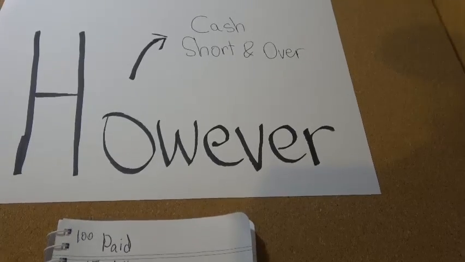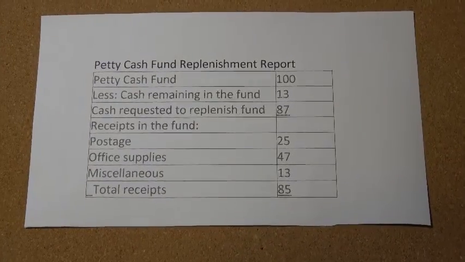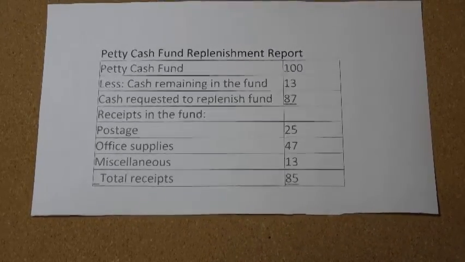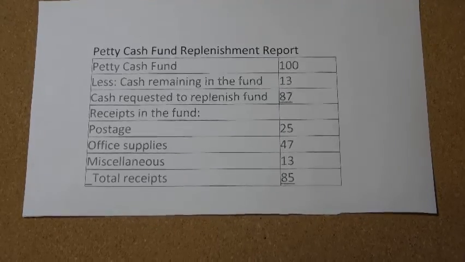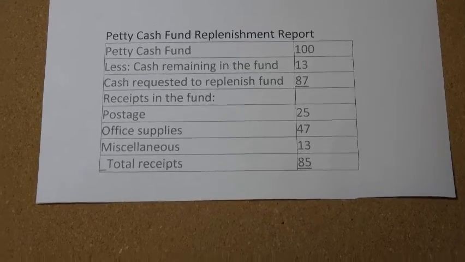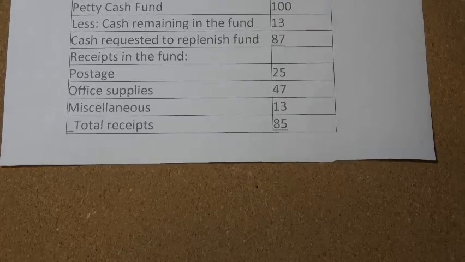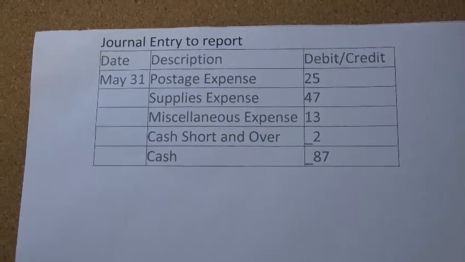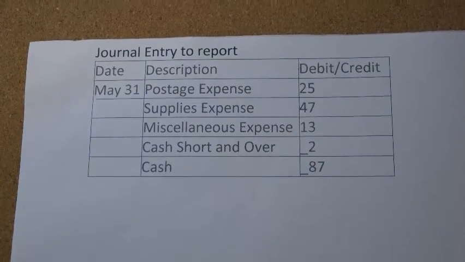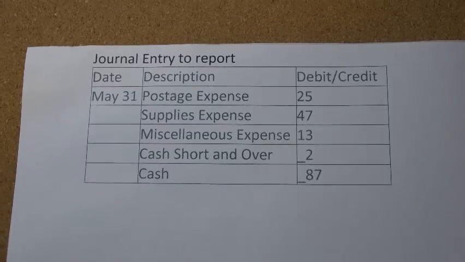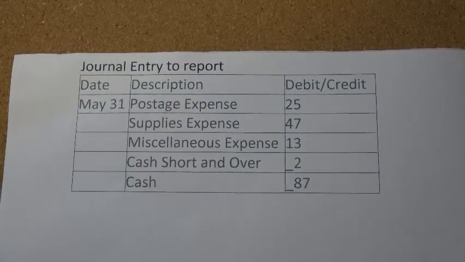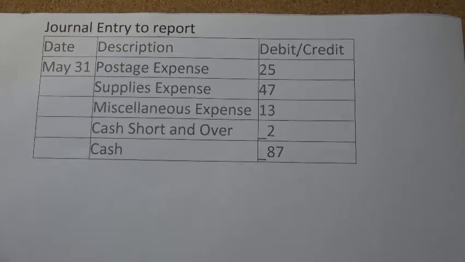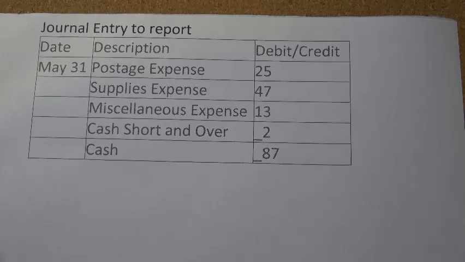than what is expected. As you can see in this petty cash fund replenishment report, the starting petty cash fund was 100, its remaining was $13, and the cash requested to replenish the fund is 87. But the receipts only add up to 85, so that means there are $2 missing. The journal entry is the same as before, but now there is an additional account called cash short and over, as there was $2 that was unreported in the missing cash, in order to warrant the withdrawal of $87 from the cash account into the petty cash fund to replenish it.